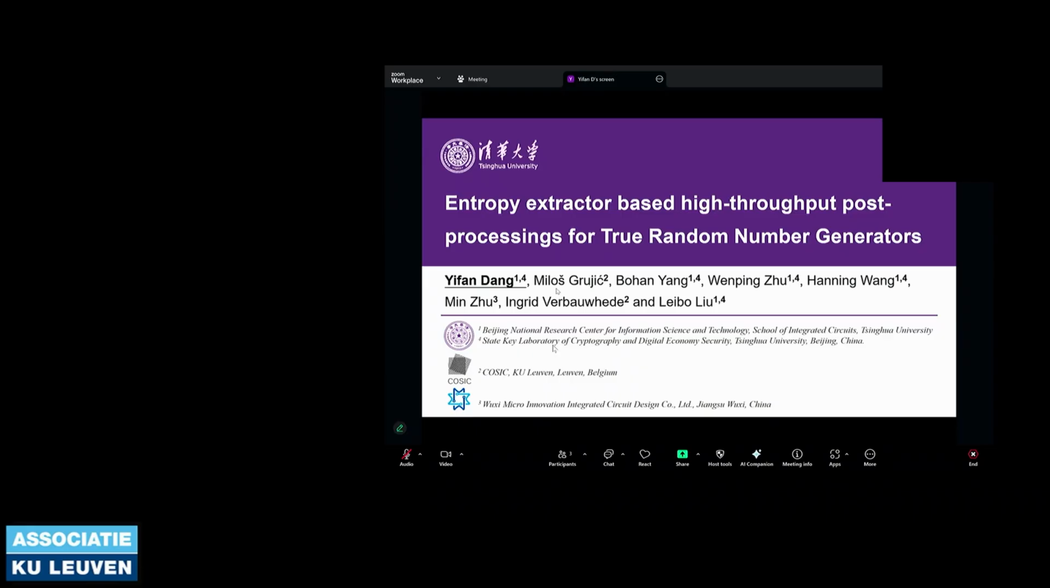Hello everyone. My name is Yifan Dang. The title of my presentation is Entropy Extractor-based high-throughput post-processing for TRNGs. This is a joint work on behalf of my co-authors from Tsinghua University, COSIC, and Wuxi Micro Innovation.